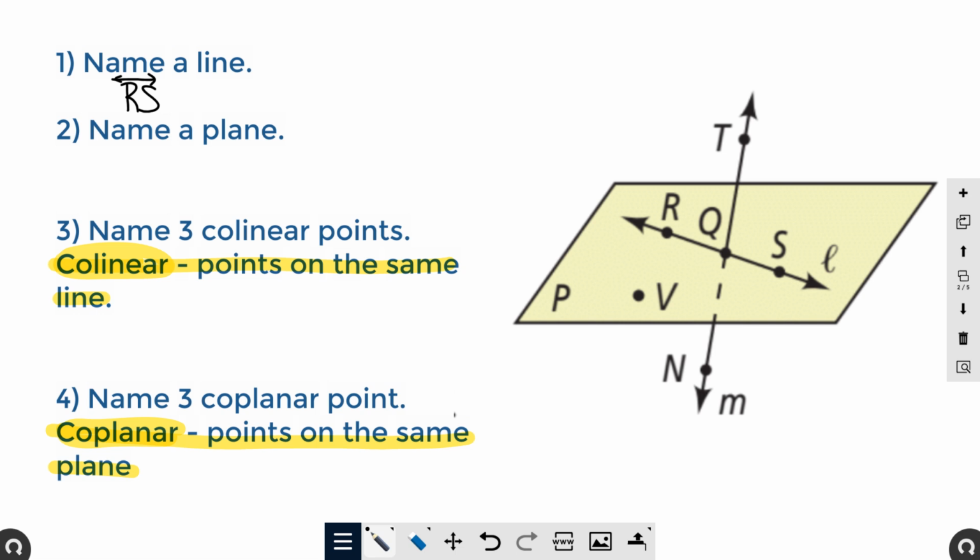You could also name lines by one lowercase letter. You see this little cursive? It's actually a cursive L. I know it looks like an E, but it's actually a cursive L over here. So you could also name that one line, line L. I have to typically write it in cursive when I start to write the word line. But you can name it line L. How could you name the vertical line?